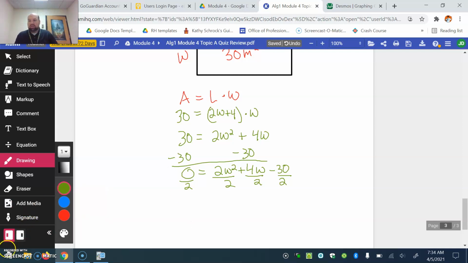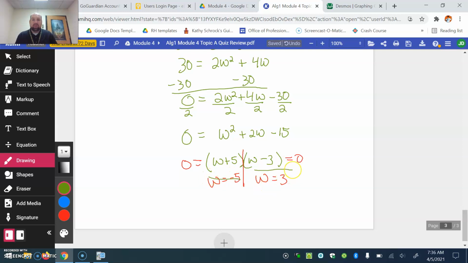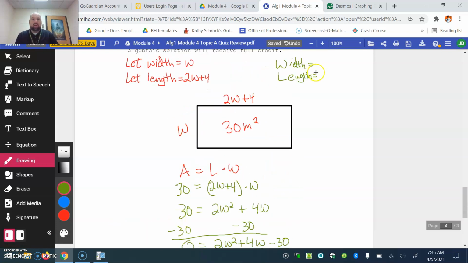Okay, again, I got to pause the recording and then I'm going to set this up for the final solution. Okay, I got to be quick. All right, so I got to this point, I factored. I get 2 answers, W equals -5 and W equals 3. I cannot take the negative, so I take the positive. Now, that's my width. My length is going to be twice that plus 4, which is 6 plus 4, which is 10. And there is my final answer.